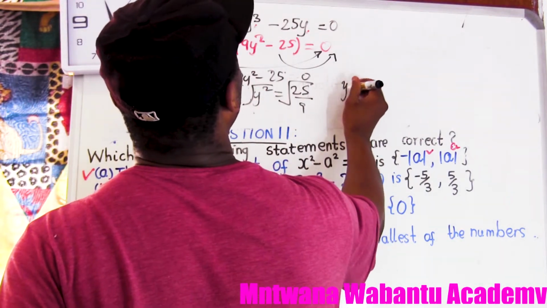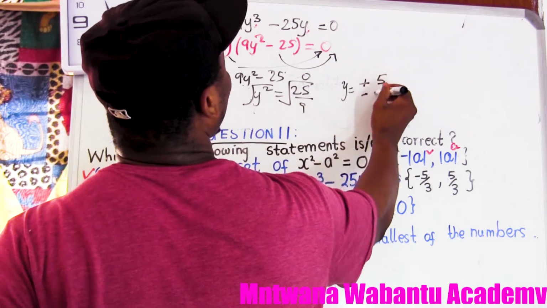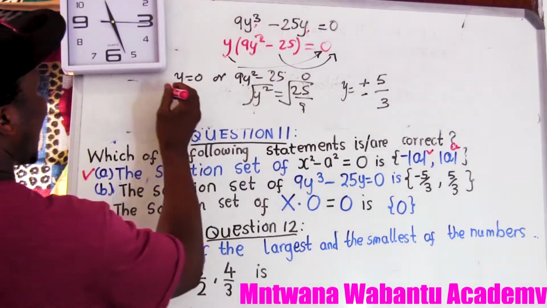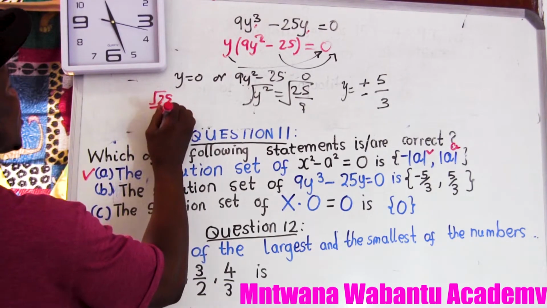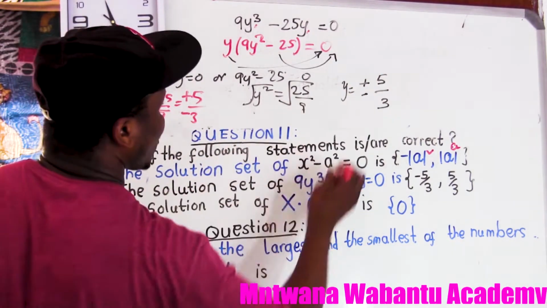is going to be y equals plus or minus. When you square root 25, it gives you 5. When you square root 9, you get 3. You can even separate the square root of 25 and the square root of 9. This gives me 5, and this gives me 3, but plus or minus.